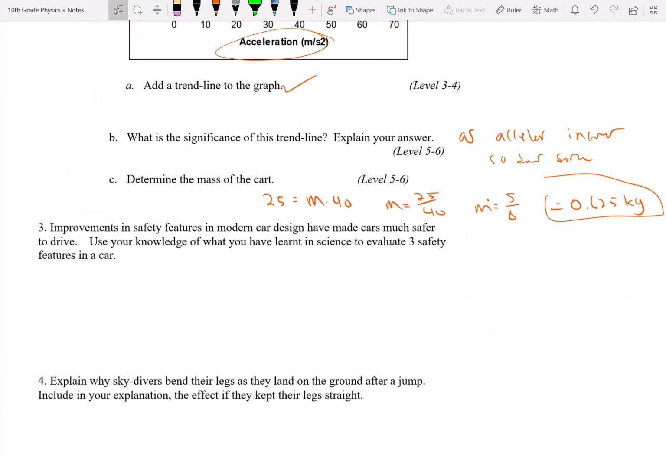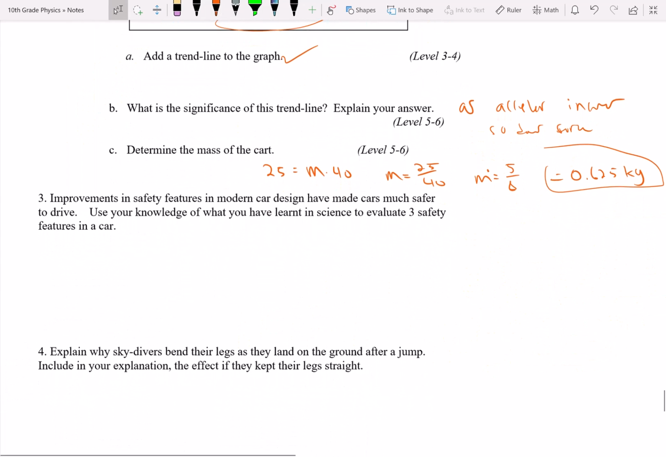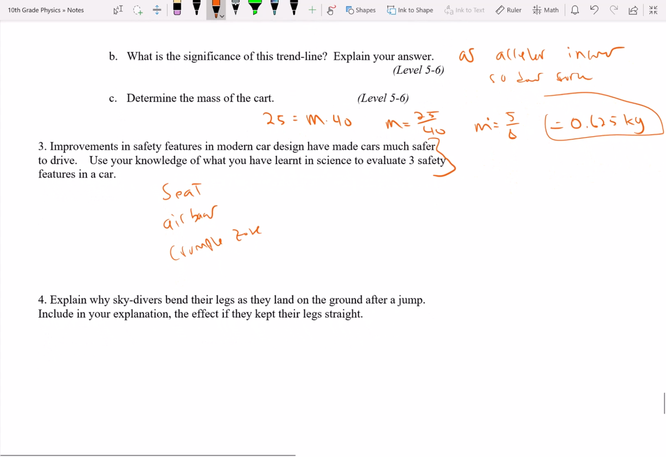Improvements in safety features in modern car design have made cars much safer to drive. Using knowledge of what you have learned in science, evaluate 3 safety features. You could just look at what seat belts do, what airbags do, and I don't know what else. Oh yeah, the crumple zone. Right, this was actually a question we did on a previous practice set, so you can just go back and look at that if you want, or look at the answer key document.